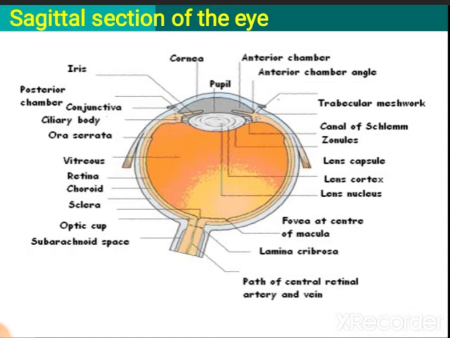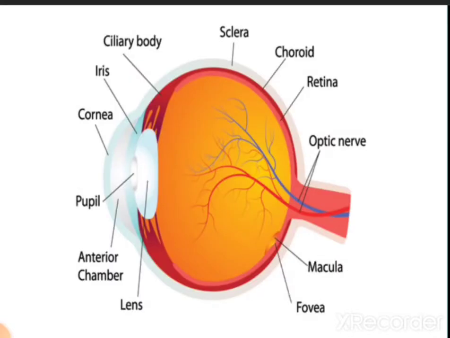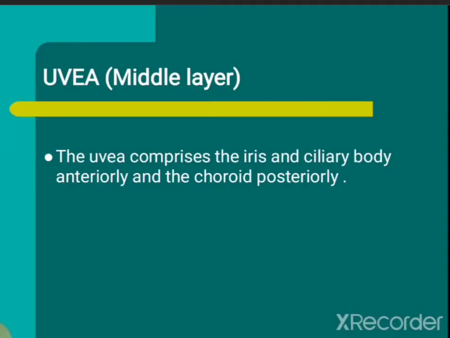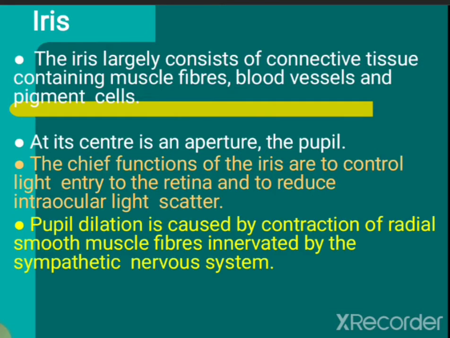So in the sagittal section we can see the cornea and the sclera, as well as three layers of the eyeball. These are again the cornea and the sclera. Then the middle layer is also known as uvea. It contains the iris and the ciliary body on the anterior side, and choroid on the posterior side.